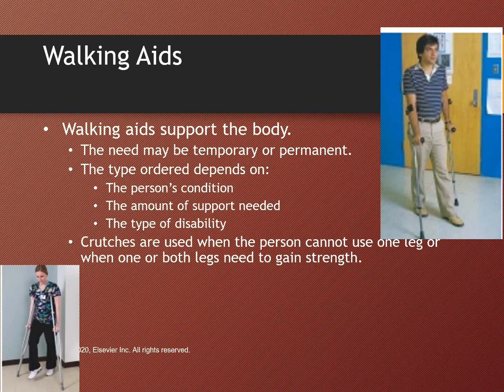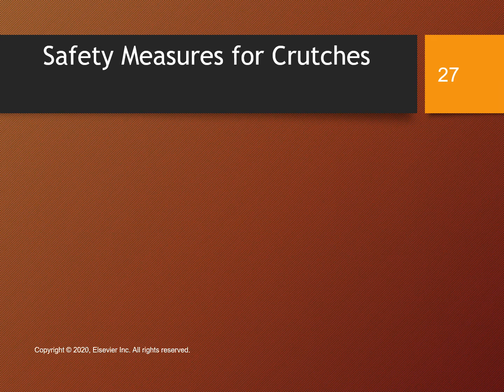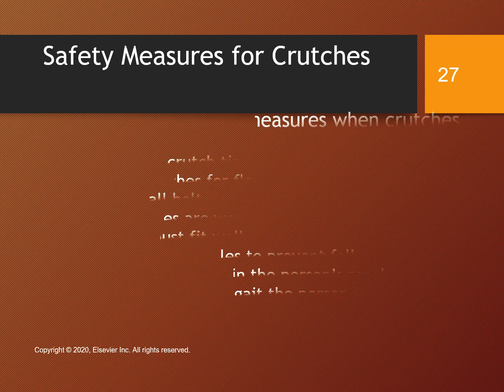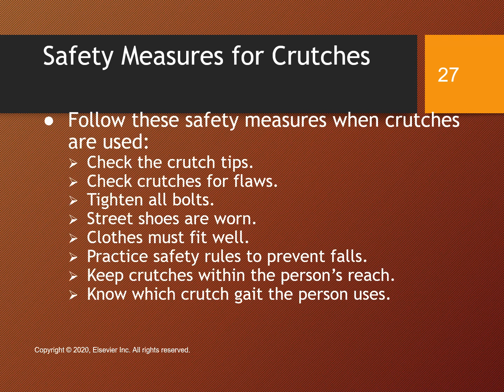Crutches are used when the person cannot use one leg or when one or both legs need to gain strength. And those are the hand crutches up at the top that support the arm. Safety measures. Follow these safety measures when crutches are used.